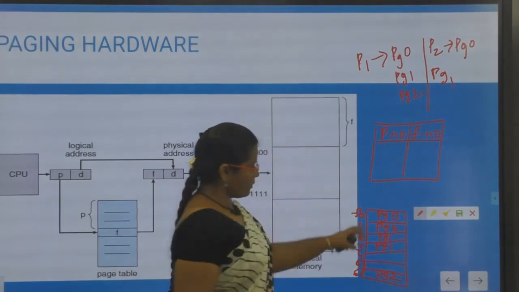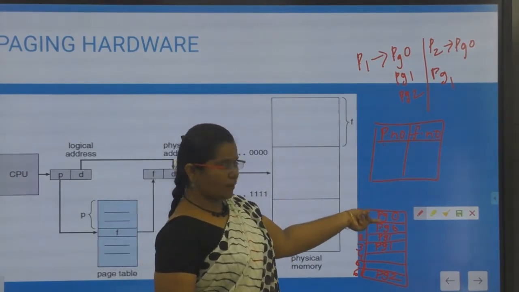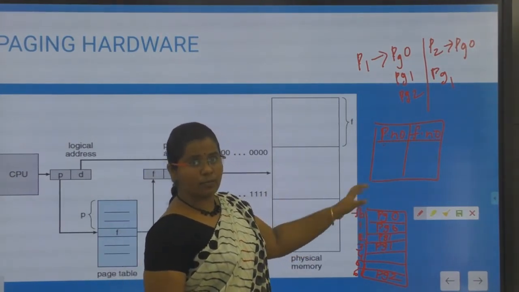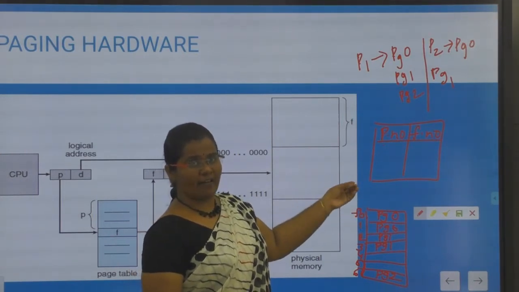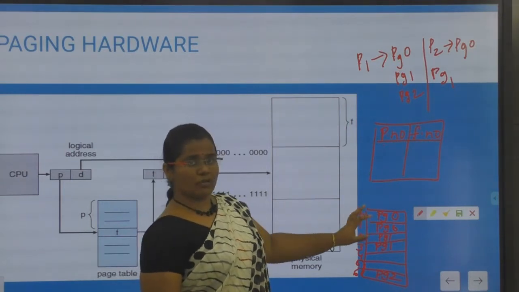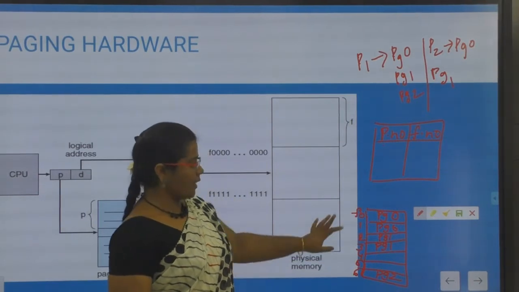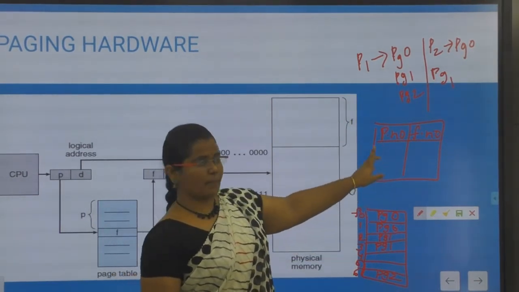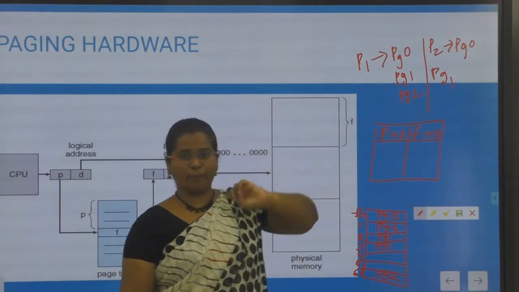And then process 2 page 0 is placed here and process 2 page 1 is placed here. Now if you observe the main memory, can you identify which page 0 is for process 1? Unless we already have prior knowledge of the pages, you cannot identify which page is for which process. For that purpose, we'll have one page table for each process. Now I have 2 processes, so I'll have 2 page tables.